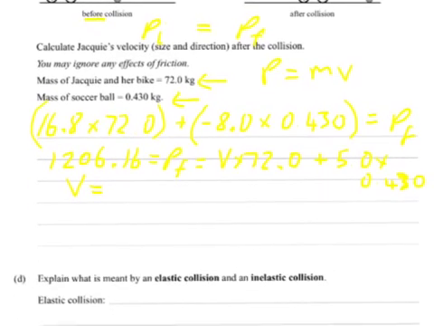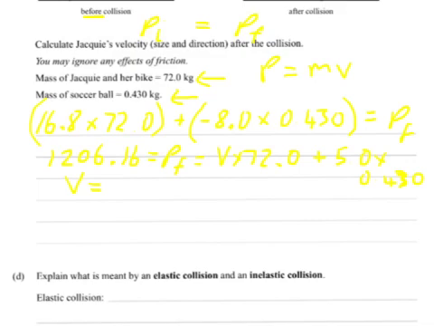Okay, we know everything except for the V, so I'm just going to solve it for V. In fact, it might be a good idea to write the steps. So 72.0 times V should equal 1206.16 minus 5 times 0.430, which is 2.15. It's a very small velocity change. That's because the mass of the soccer ball is very small compared to Jackie's, so there won't be a noticeable change in velocity.